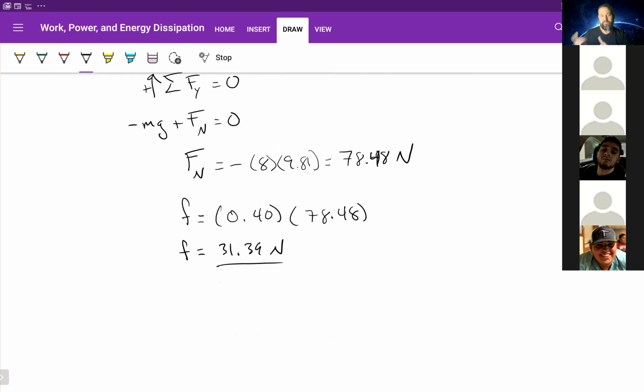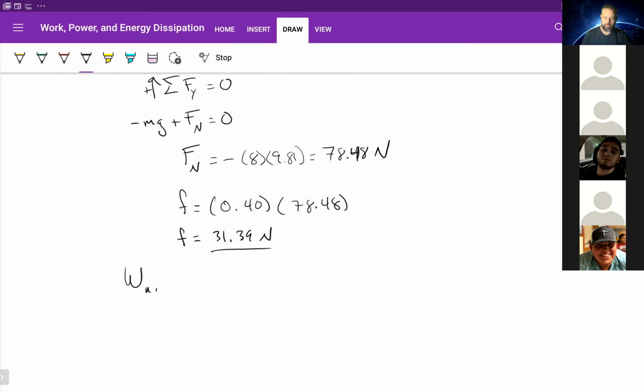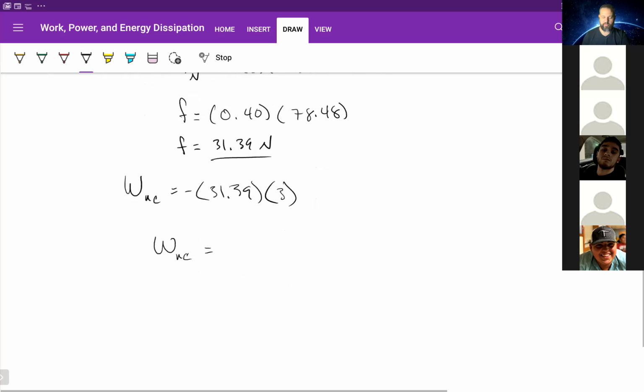We have that. All we have to do now is plug that back into our work. Our non-conservative work is going to equal negative friction, 31.39, times the change in x, which is just 3 meters. So times 3. It rounds to about negative 94 joules.